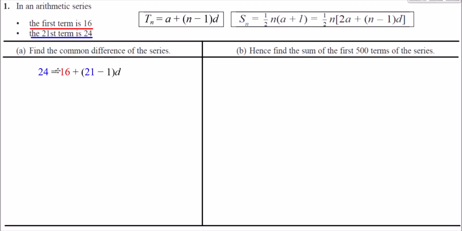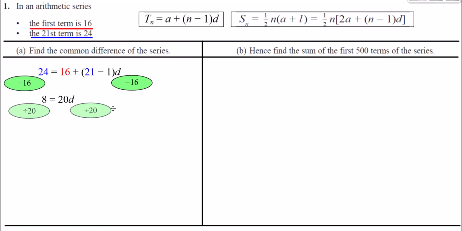So 24, which is the 21st term, equals a, 16, plus n minus 1 multiplied by the common difference. So let's rearrange this and solve for d. If we subtract 16 from both sides, we get that 8 equals 20d. Then if we divide both sides by 20, we can see that d equals 8 over 20, which simplifies to 4 over 10. And if you want to, you can call it a decimal. So d is 4 over 10, or equal to 0.4.